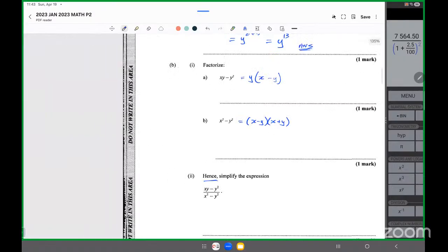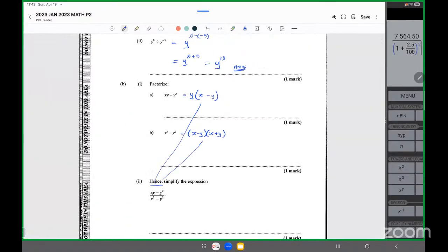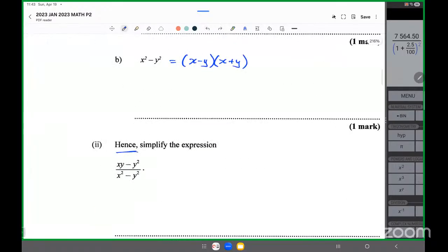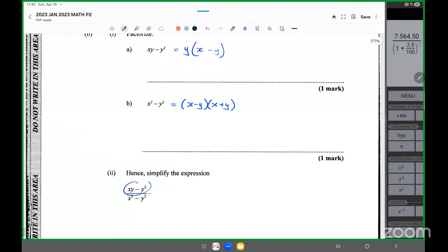Next part now says hence. Hence means that we must use these results. That's what hence means. Use the results from part 1 to finish part 2. And these are the results from part 1. So what we have down here, you notice, we have the same expression up here that we factorized at the top. And we have the same expression down here that we factorized the second time. So we're going to use those same 2 factors.